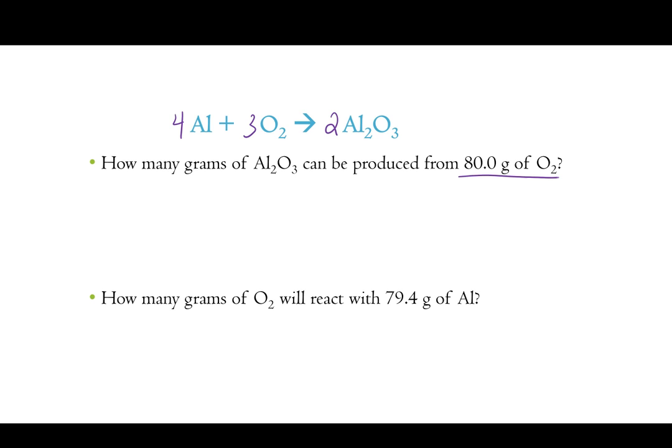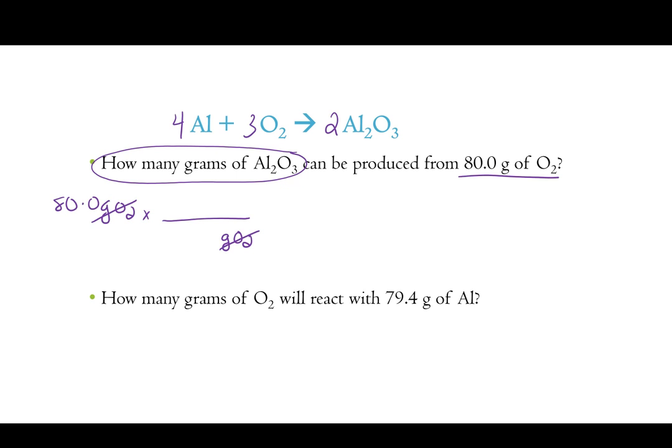I want to know if I have 80 grams of oxygen, how many grams of aluminum oxide can I produce from that? So you're going to write down what you're given. You're going to cancel that unit. That's always how you start. At this point, we're doing what we did before, where all we know is that 1 mole is the number of grams of something off the periodic table.